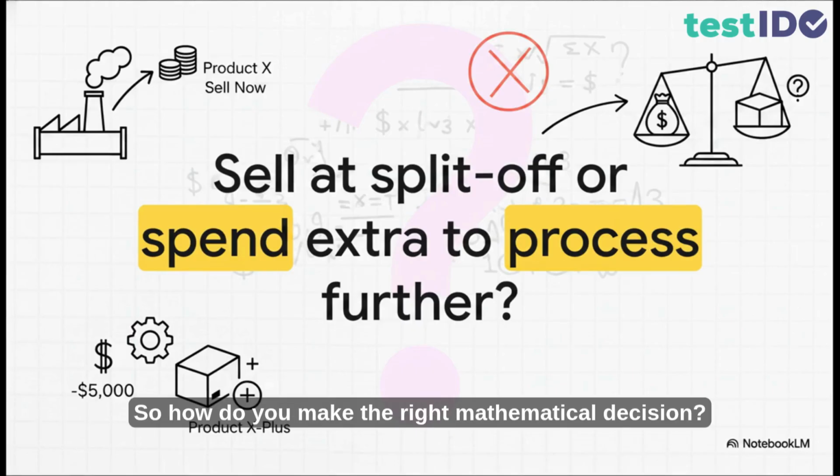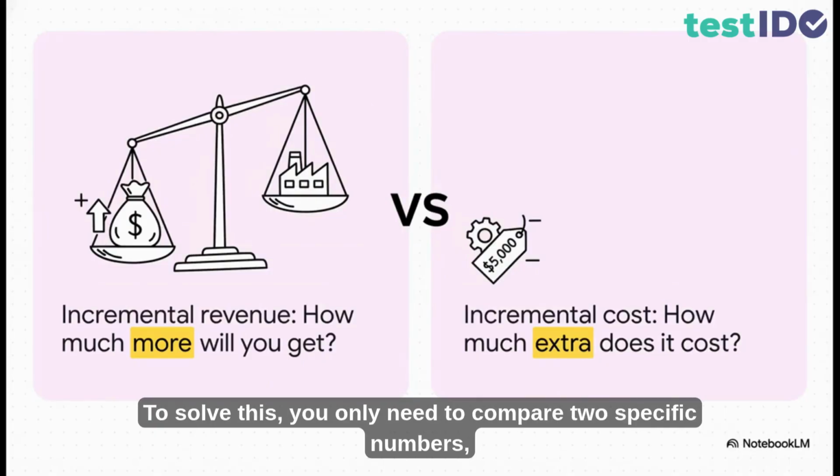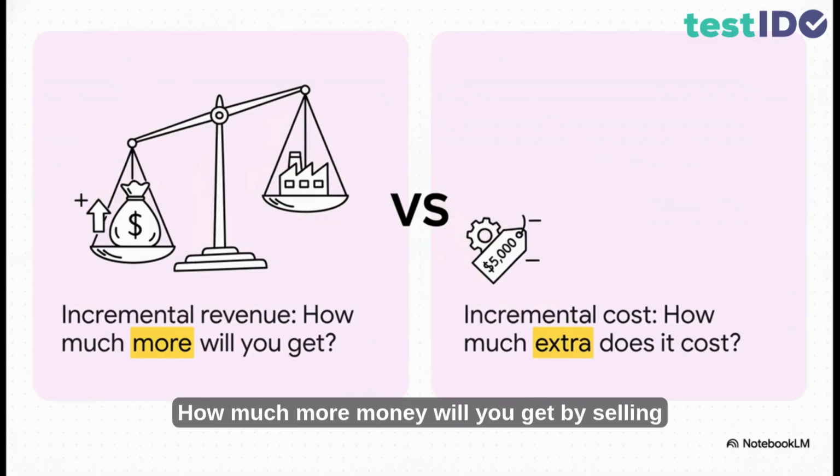So how do you make the right mathematical decision? This perfectly illustrates the elegance of managerial accounting. To solve this, you only need to compare two specific numbers, and you ignore everything else. First, look at the incremental revenue. How much more money will you get by selling the Premium X Plus instead of the basic product X? Second, look at the incremental cost. How much extra does it cost to process it further? In our little example, that's the $5,000.